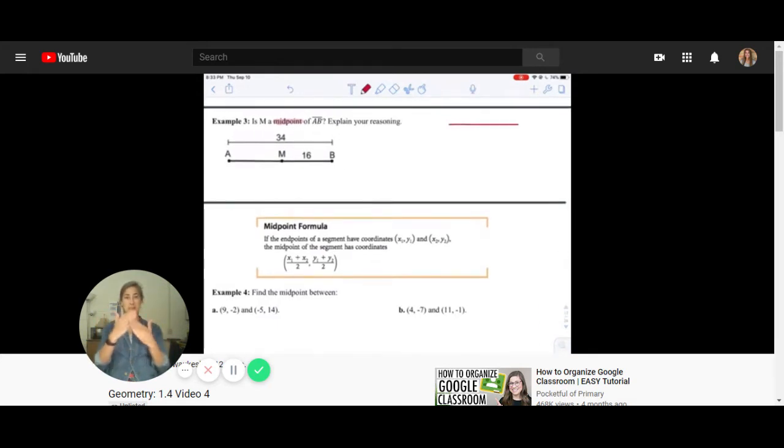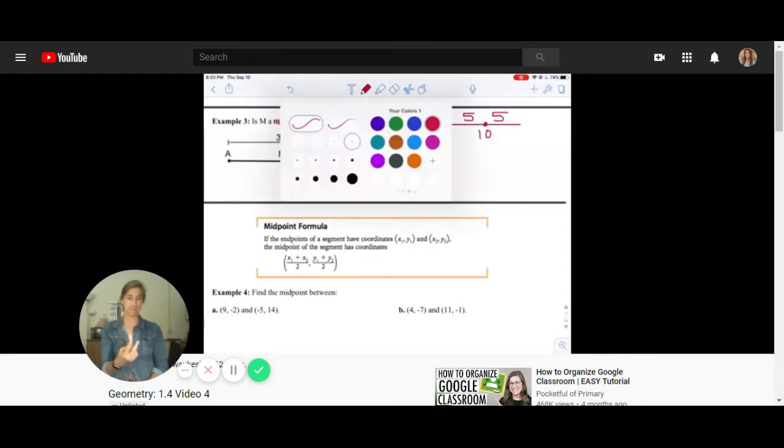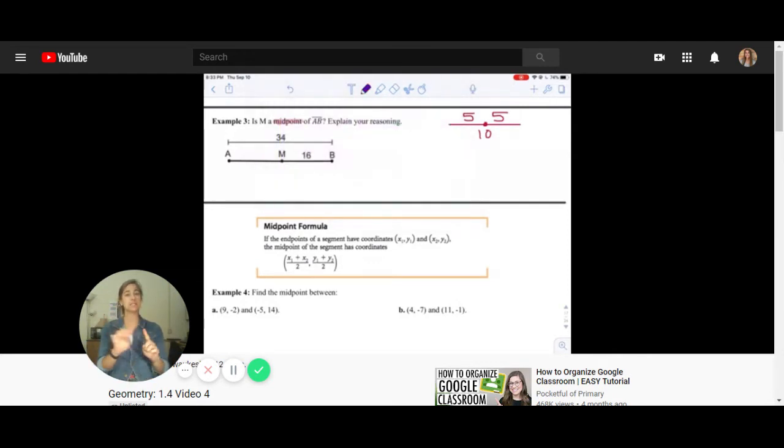So, for example, if we had a segment that had a length of 10, the midpoint would divide that into two segments of 5. So it would split it in half. I think there's a couple different ways that you could determine whether M is the midpoint of segment AB. We know that the entire segment AB is 34, and we know that segment MB is 16.